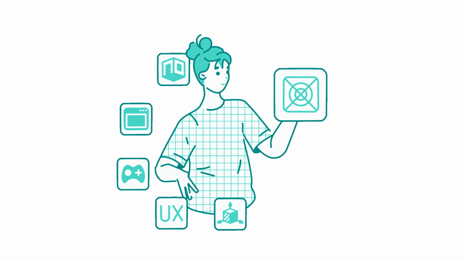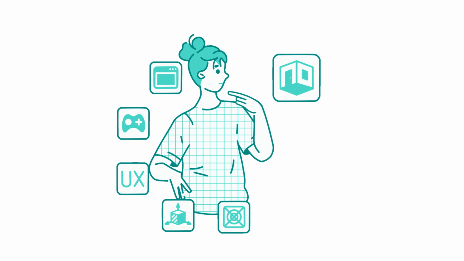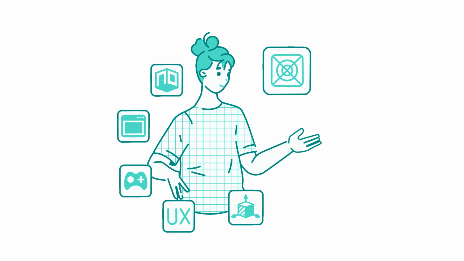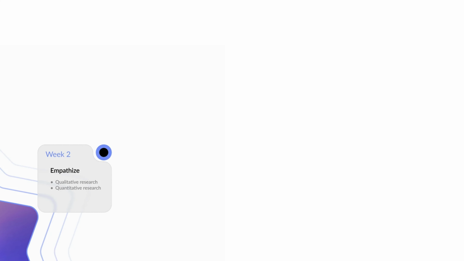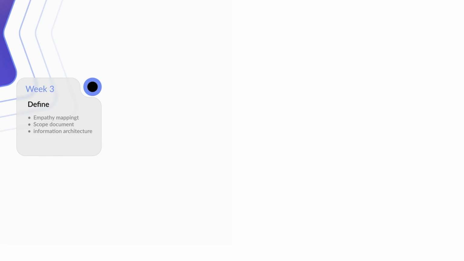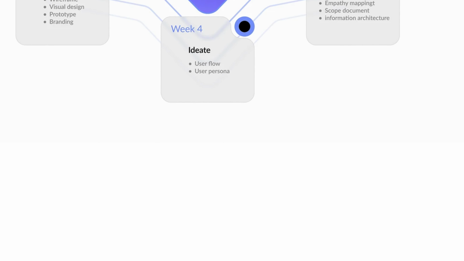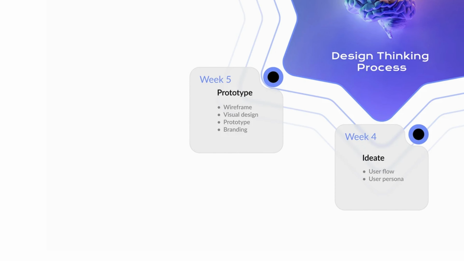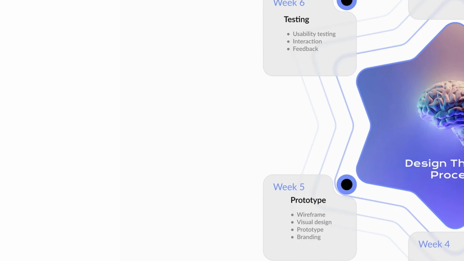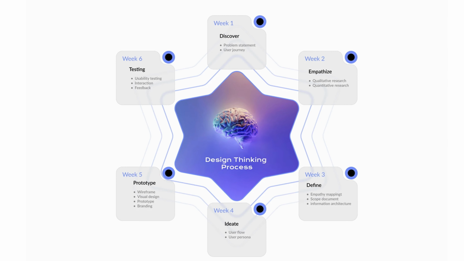Designing a user-centered product is not a single step, but a structured journey. In this walkthrough, we'll guide you through our 6-week process, starting with empathizing through research, followed by mapping insights and defining scope, then moving into ideation and user flows. From there, we bring ideas to life with wireframes, prototypes, and visual design, before moving into testing and feedback to refine the experience. Each stage builds upon the last, ensuring that by the end of 6 weeks, we've transformed initial ideas into a polished, functional, and meaningful product.